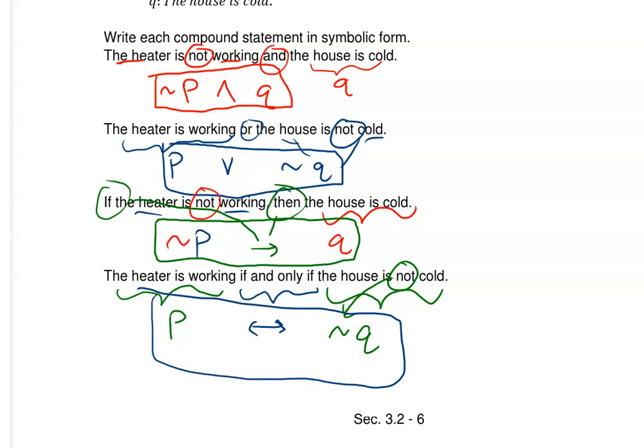Okay, and remember, that means if P, then not Q, and it also means if not Q, then P, right? It means both of those things. That's what the bidirectional arrow indicates. Okay, so let's see. This is the last page. Great. Okay, so we're almost done. Just a few more examples here.